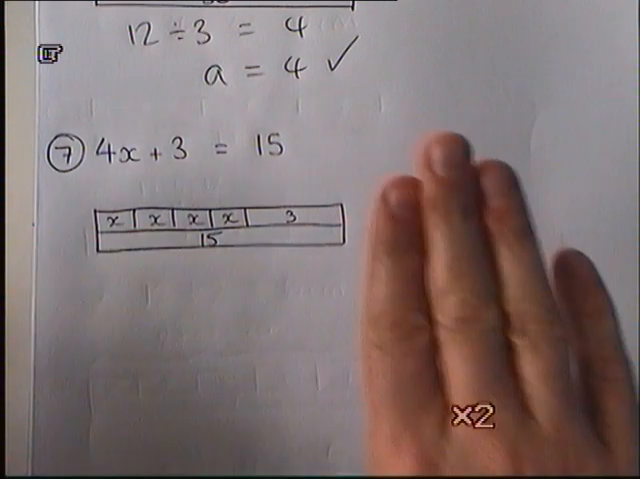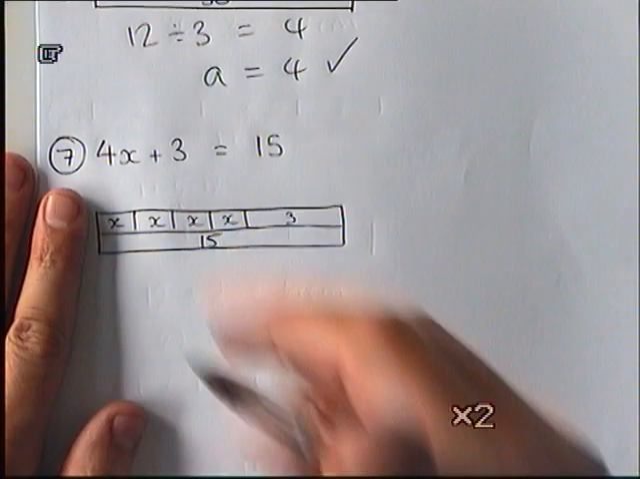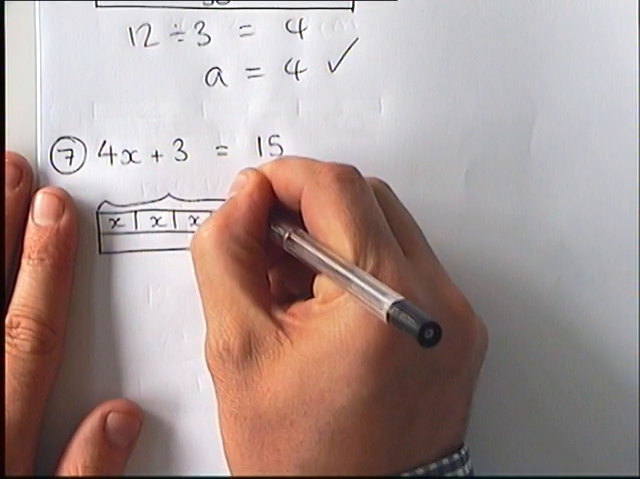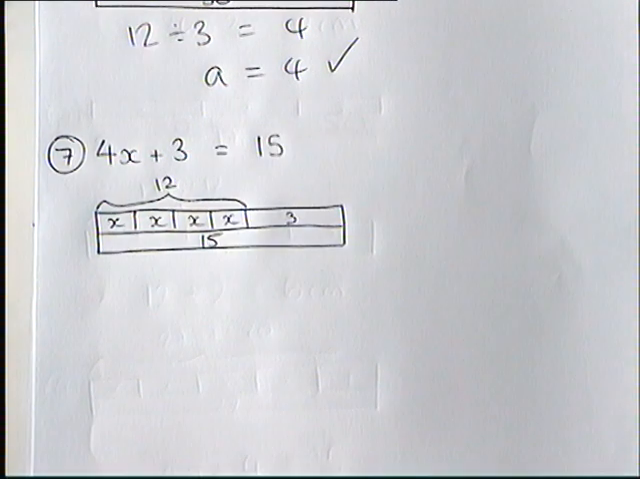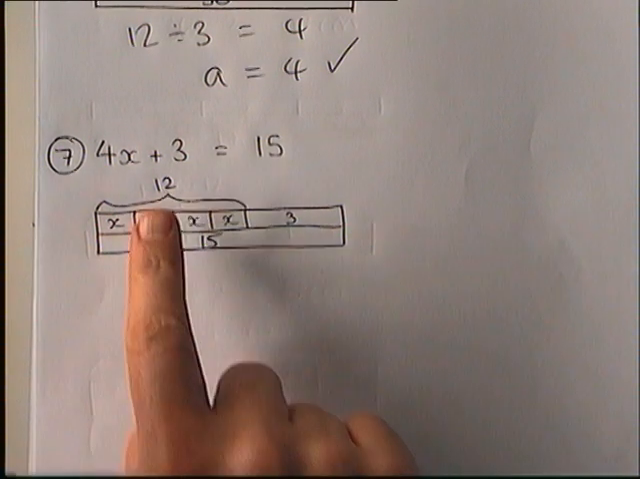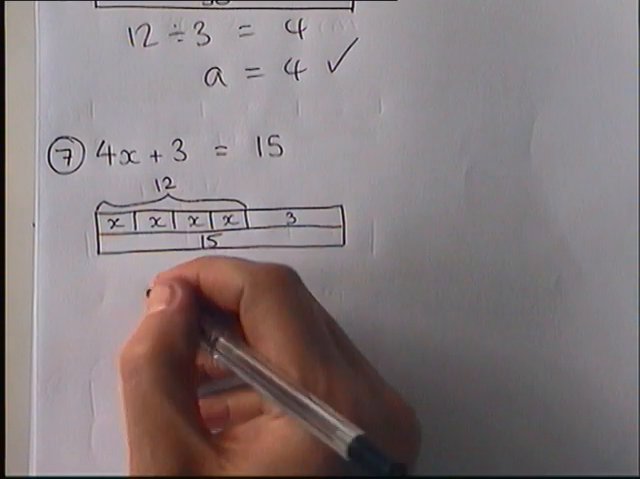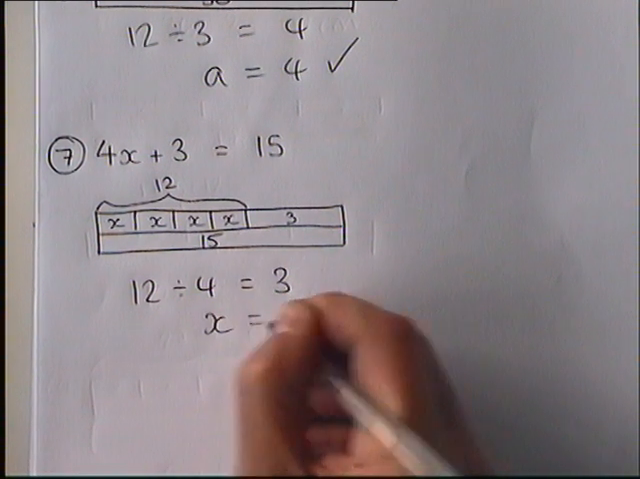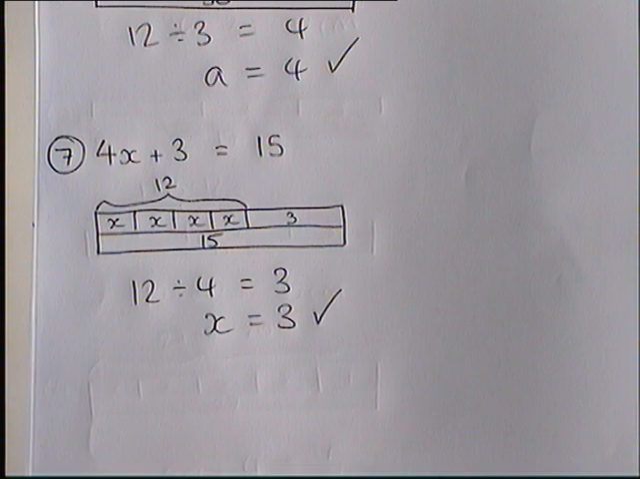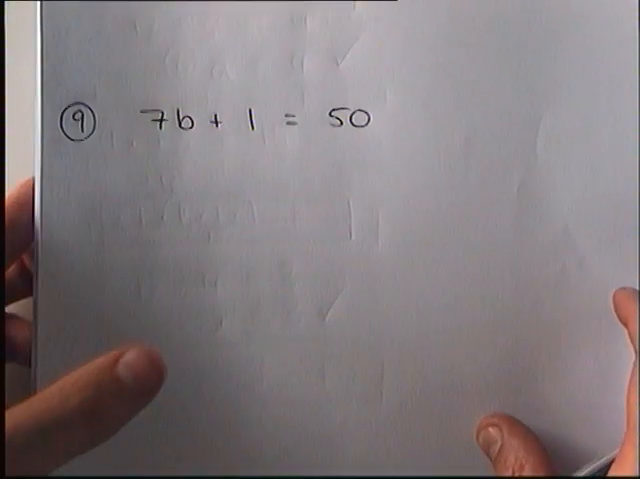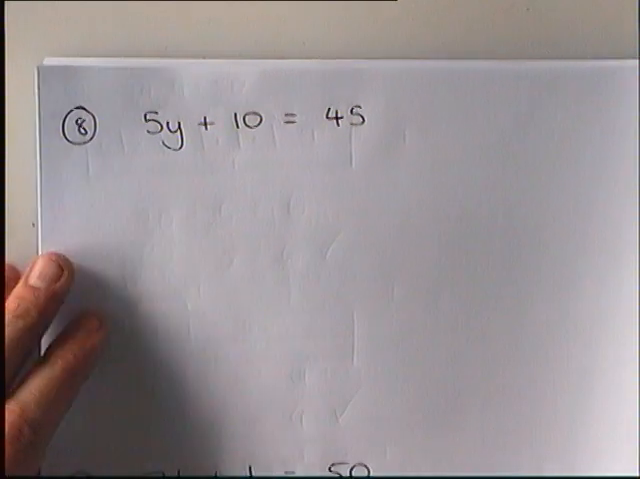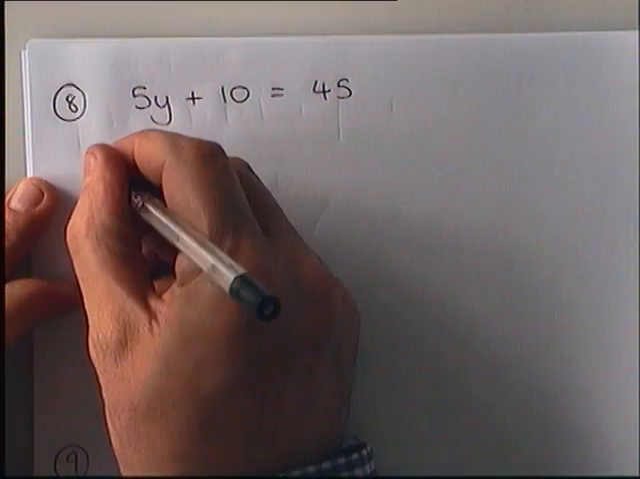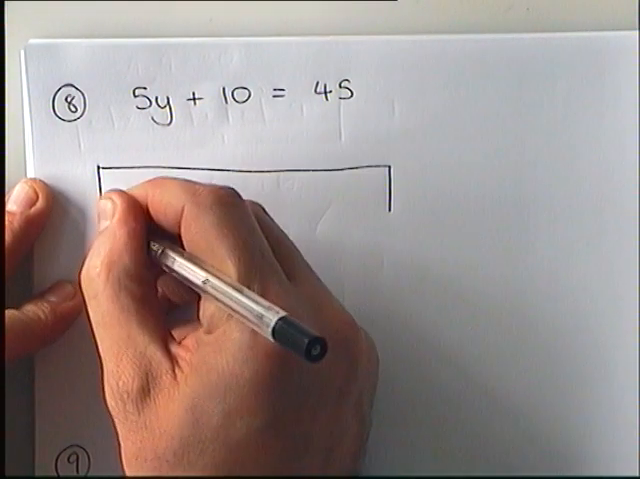Let's use our method now to try to solve this equation. So the total length is 15, take off 3. You end up with 12, and if that 12 needs to be split into 4 equal bits, so we say x equals 3. Let's have a look at some more examples just like that.